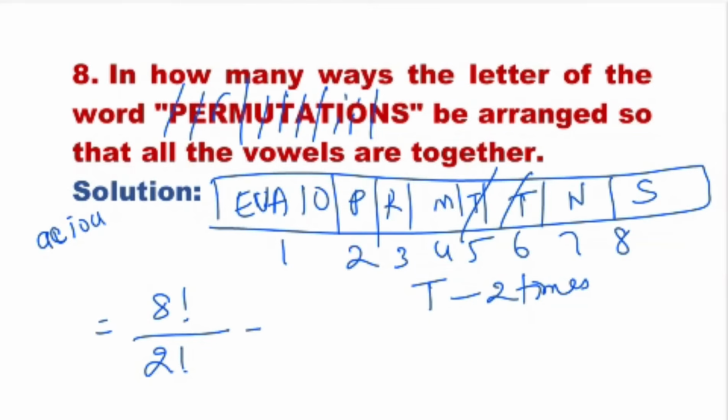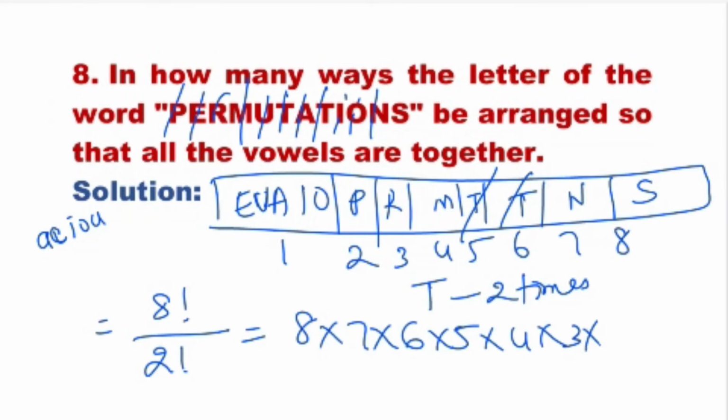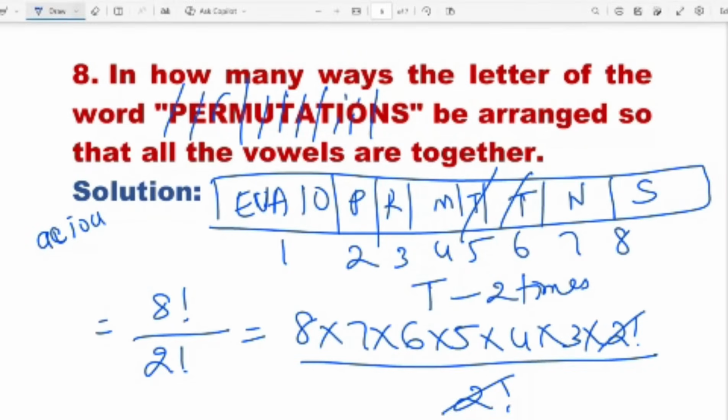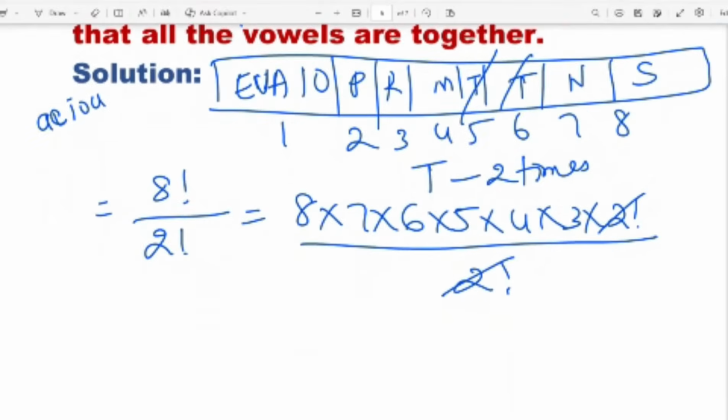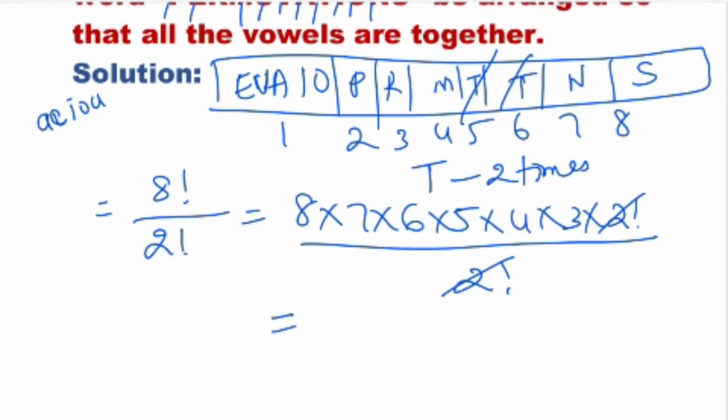So 8 factorial is 8 into 7 into 6 into 5 into 4 into 3 into 2 factorial. The 2 factorial in the denominator will cancel with it. So what will be the remainder? The answer will be 8 into 7 into 6 into 5 into 4 into 3, which is 20,160.